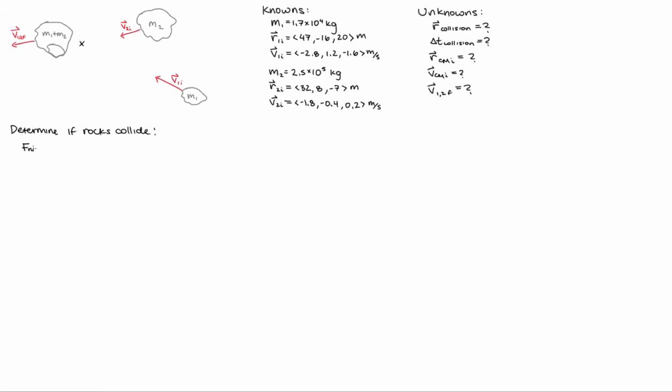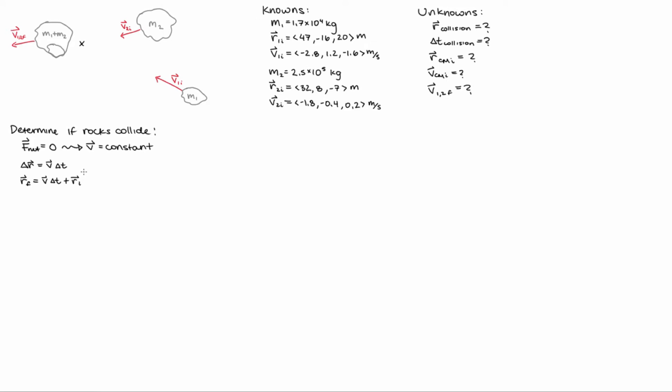Since the rocks are drifting through space, and we are neglecting the force of gravity for this problem, we know that the net force acting on both of the rocks is 0. This means that they will move with constant velocity. Under constant velocity, we know that the change in position is equal to the velocity times the change in time. This tells us that R final equals V delta t plus R initial.